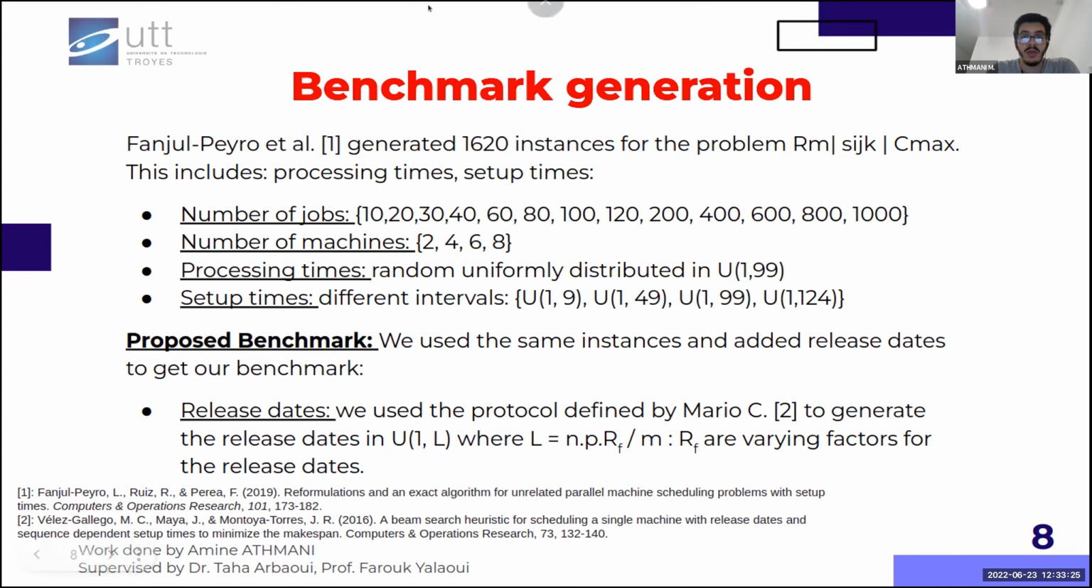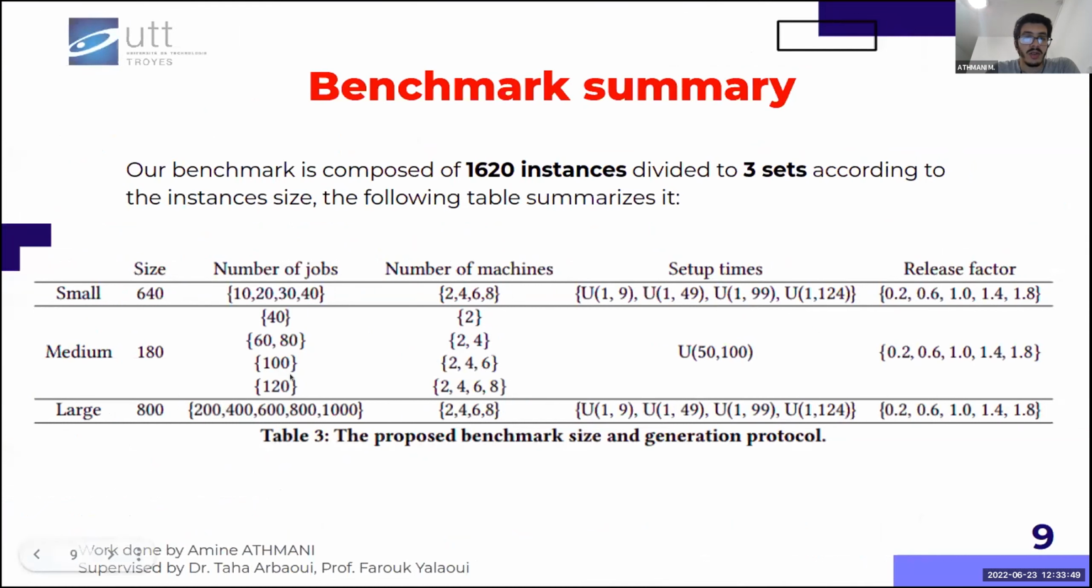What we did is we took the same benchmark, the same instances, and we added the release dates according to an existing protocol in the literature, which takes the mean of the processing times and a release date factor and generates the release dates according to the processing times. This table summarizes this new benchmark comprising 1,620 instances, going from small, medium, and large sets. We have 3 sets and different release date factors in order to study the effect of this newly added constraint.